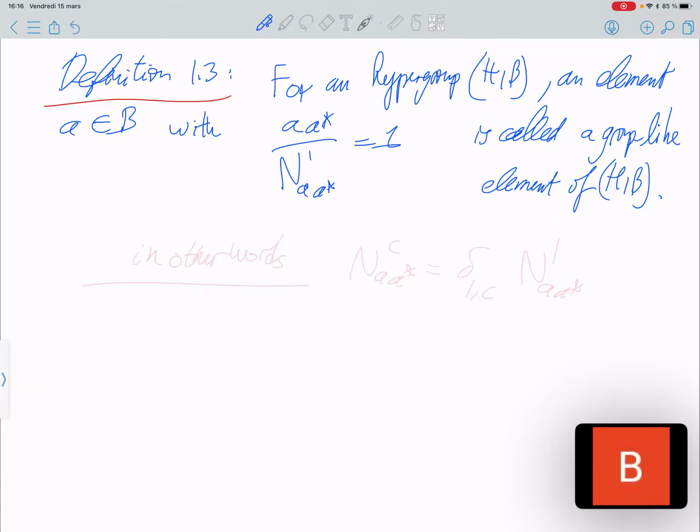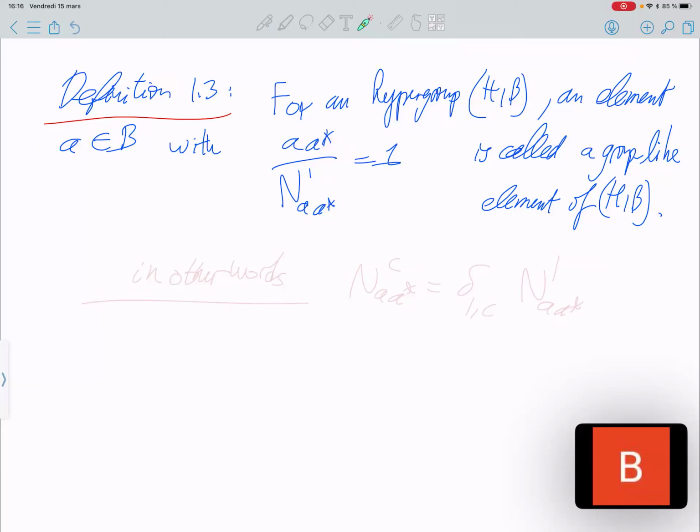Wait, what's this point? What the hell? This is not correct. There is something wrong here. Oh, no, it's okay. Because in fact, this corresponds to the inverse. When you have a group, G inverse equals the neutral element. So it's okay.